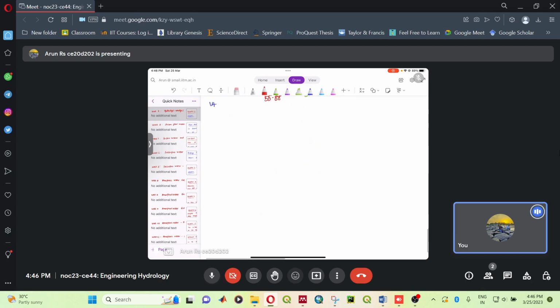So until now what we have done is, if this is Q and this is time, we have an excess rainfall that is continuing for infinite time period. So each block is a 2 hour duration.